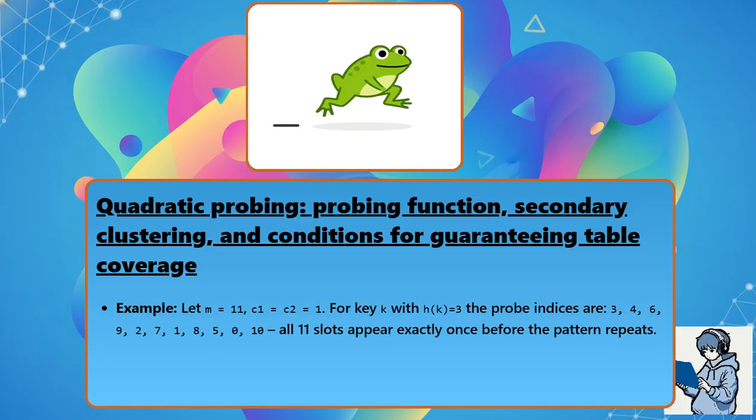Example: let m equals 11, c1 equals c2 equals 1. For key k with h of k equals 3, the probe indices are 3, 4, 6, 9, 2, 7, 1, 8, 5, 0, 10. All 11 slots appear exactly once before the pattern repeats.